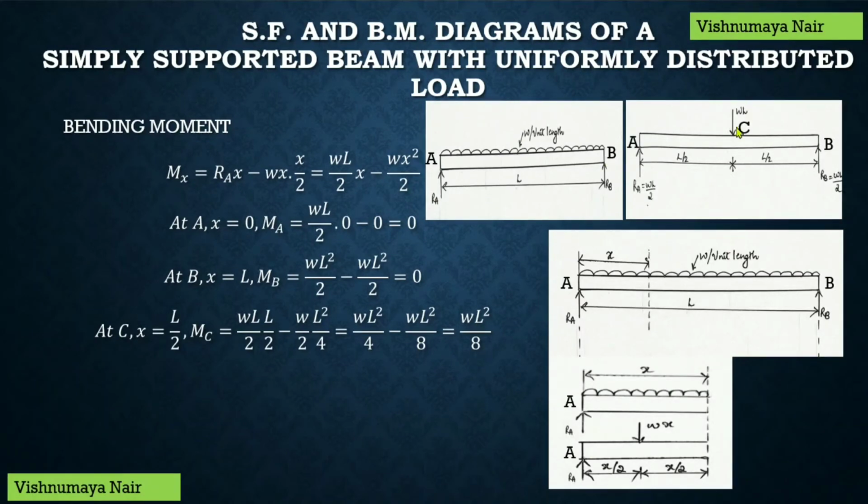So, the bending moment at this point, that is at the midpoint of the beam, will be equal to WL square by 8. And from this equation, that is Mx equal to WL by 2x minus Wx square by 2, it is clear that the bending moment is proportional to the square of the distance of the section from the end A. So, the bending moment varies according to parabolic law.